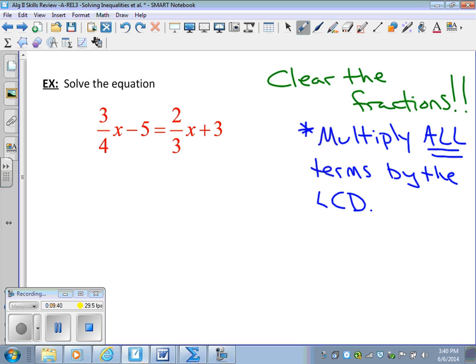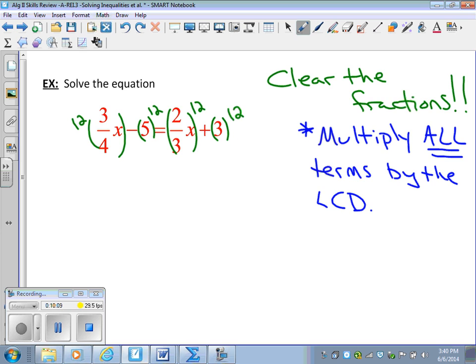Notice how they both go into 24 also, but there's no need for me to go that big of a number. So I'm going to multiply every single thing by 12. 12 there, 12 times the 5, 12 times the 2/3 x, and 12 times the 3. And if you do this with the parentheses and putting the 12s there, you're likely to not miss any of the terms. So if you get used to doing that, that might be a good thing for you.